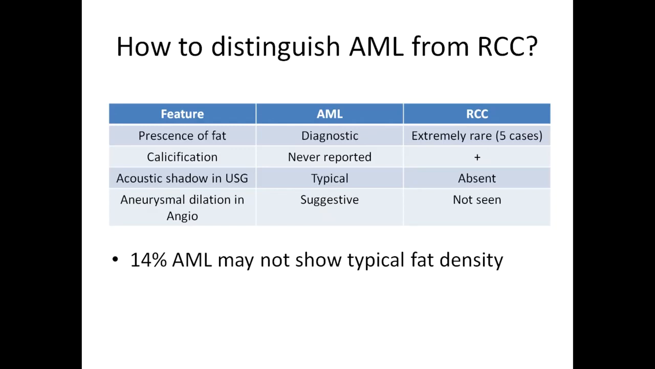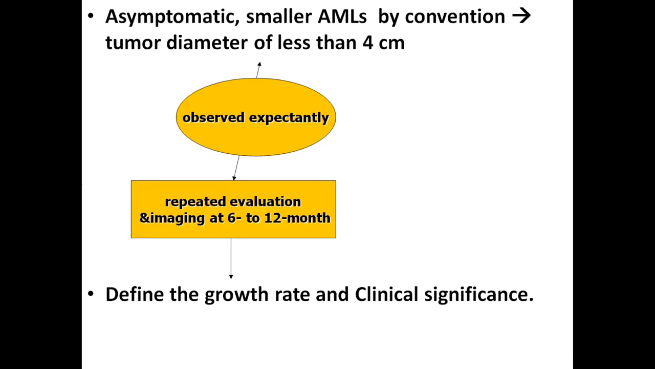Now, the distinction between the angiomyolipoma and the renal cell carcinoma is very important, and the presence of fat itself is the most important finding. It is almost diagnostic of angiomyolipoma, but sometimes the renal cell carcinoma also can have fat, though it is very, very rare. Another feature is calcification. Calcification is absolutely not present in angiomyolipoma, but it is very common with the renal cell carcinoma. And a typical acoustic shadowing in ultrasound is classical of angiomyolipoma because of the presence of fat, which is not seen in renal cell carcinoma. And you can have aneurysmal dilatations in angiomyolipoma, which is not seen in renal cell carcinomas.